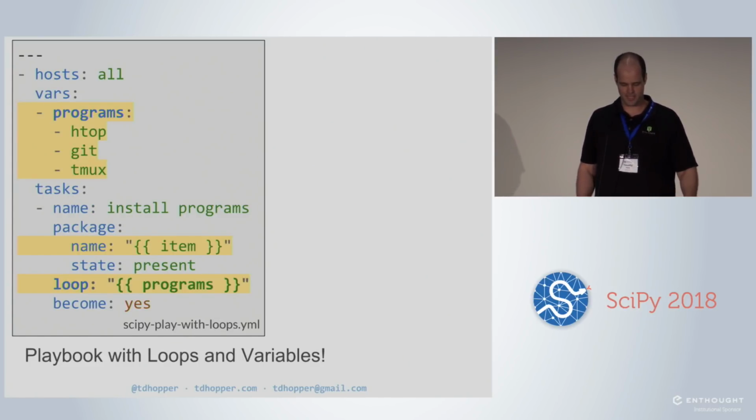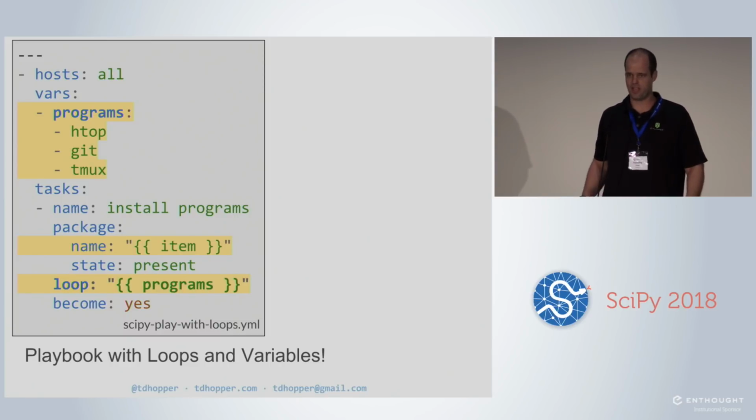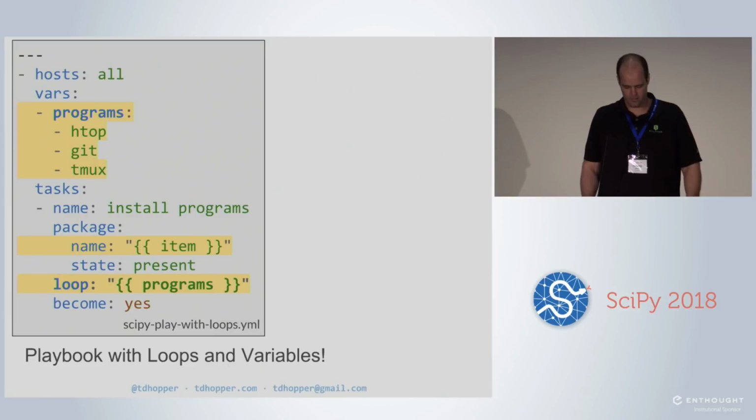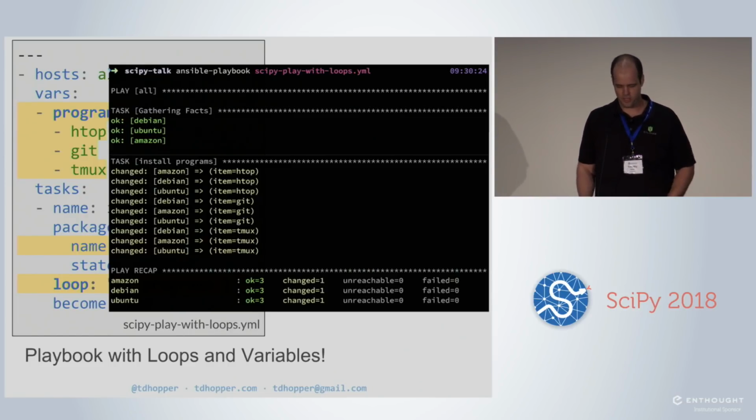We can do more complex things like add loops into our YAML file. So these are like Jinja templated YAML files. I can define a variable called programs and give it a list of programs I want to make sure are installed: htop, git, and tmux. And instead of just installing one program in my playbook, I can tell it to loop over this variable I defined called programs and install each of those programs. So I could execute that.